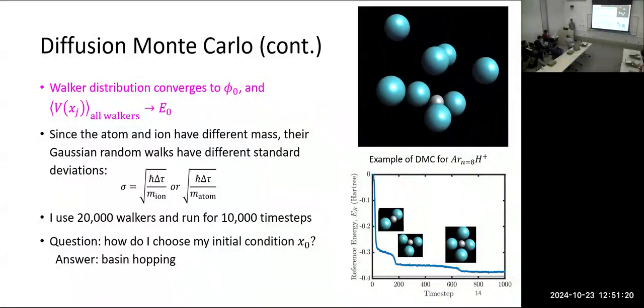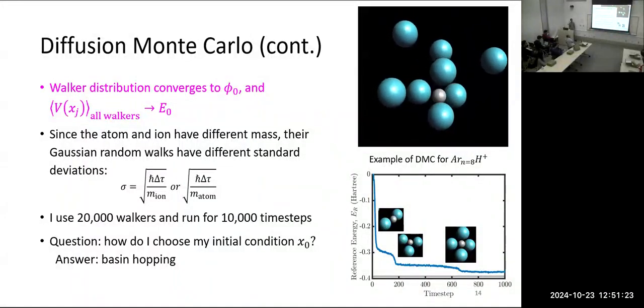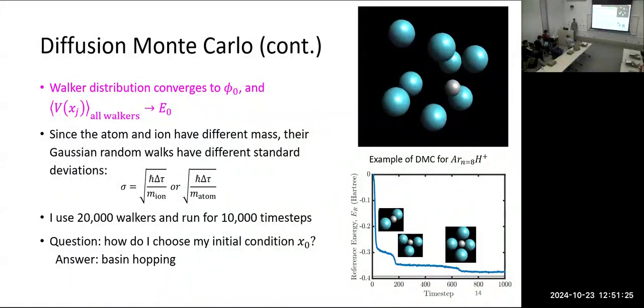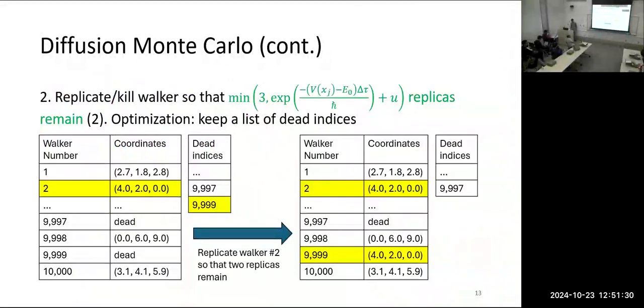So you kill and replicate walkers. Does the number of walkers fluctuate? It's a good question. It does fluctuate. There's a 3 in that formula there, which means that you can't generate more than 3 walkers. So if I start with 10,000 walkers, I can't end up with 30,000 walkers in the end. Typically, if I start with 10,000, it fluctuates around 9,000-ish.